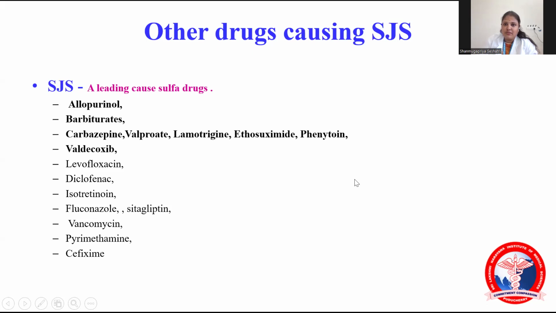Coming to the other list of drugs which can cause Stevens-Johnson syndrome, I've already given you the list. These are the other group of drugs: allopurinol, barbiturate. The majority of your antiepileptic drugs can cause Stevens-Johnson syndrome. Valdecoxib, levofloxacin, diclofenac, isotretinoin, fluconazole, sitagliptin, vancomycin, pyrimethamine, and cefixime. So all these are the list of drugs which cause Stevens-Johnson syndrome. They can ask you in viva, name some drugs which cause Stevens-Johnson syndrome, so make sure you tell about these drugs.